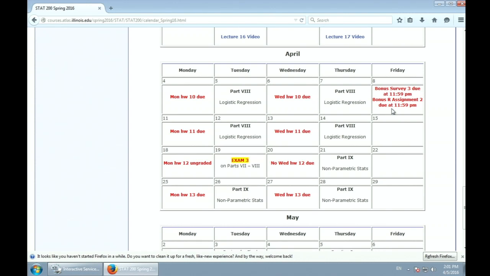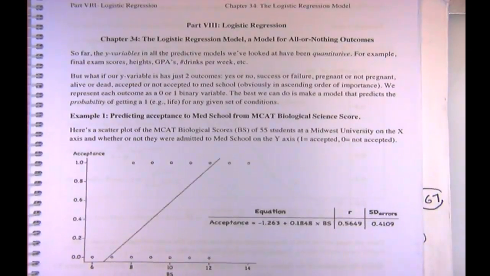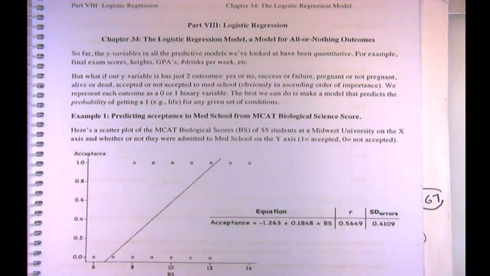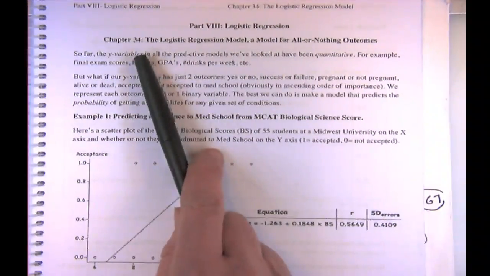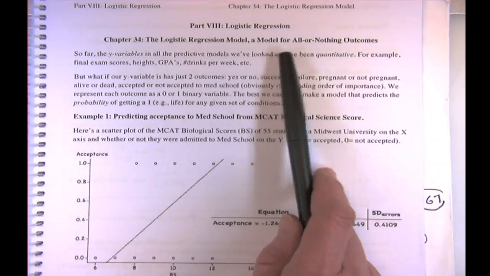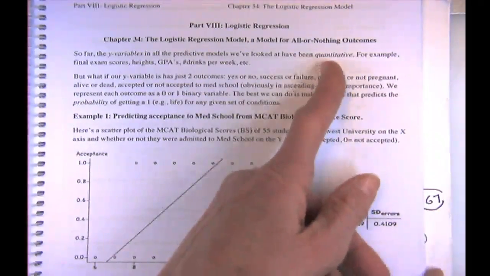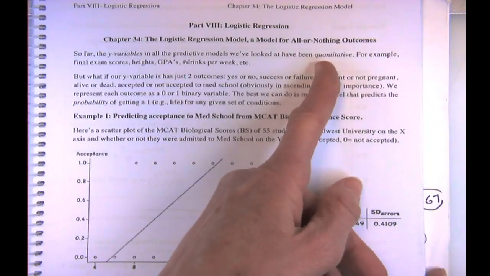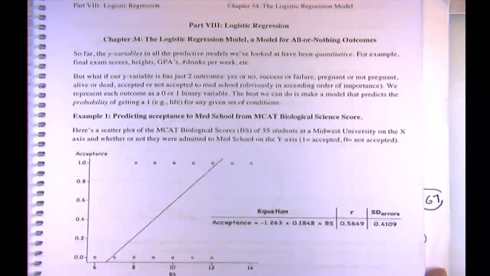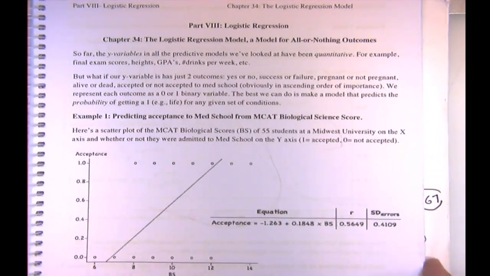So let's go to our document camera, and we're going to start logistic regression. Well, what is logistic regression? I say it's a regression model for predicting all or nothing outcomes. So our dependent variable, our y variable, is a binary 0-1 variable.